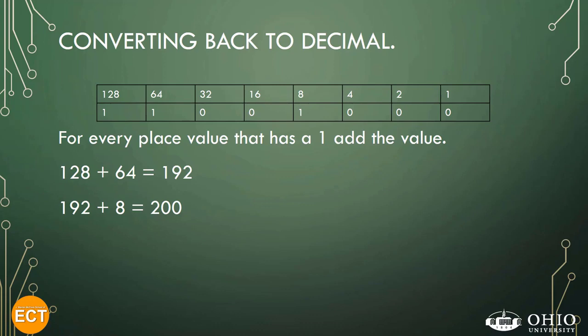If we want to run this value in reverse and convert the binary number 11001000 back into decimal, we look at the place values, and every place we see a 1, we add those values together. So we have a 1 in the 128th column and the 64th column. We'll add those together to get 192. We have a 1 in the 8th column, and we'll add 192 and 8, and that gets us back to 200.